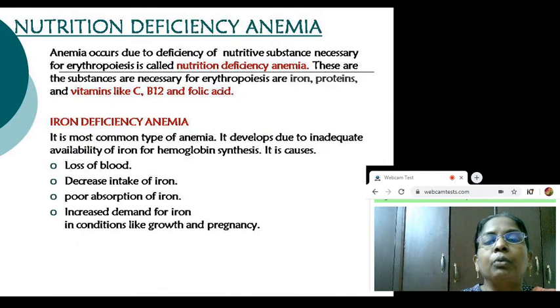Coming to nutritional deficiency anemia, this is basically if you are not taking enough nutrition in your body, that's why it's called nutritional deficiency anemia. And you should have vitamin C, B12 and folic acid in your blood. Then one of the major things that happens in teenage people is iron deficiency anemia. Young adult female girls are not taking enough iron-rich food. That's why they get iron deficiency anemia.